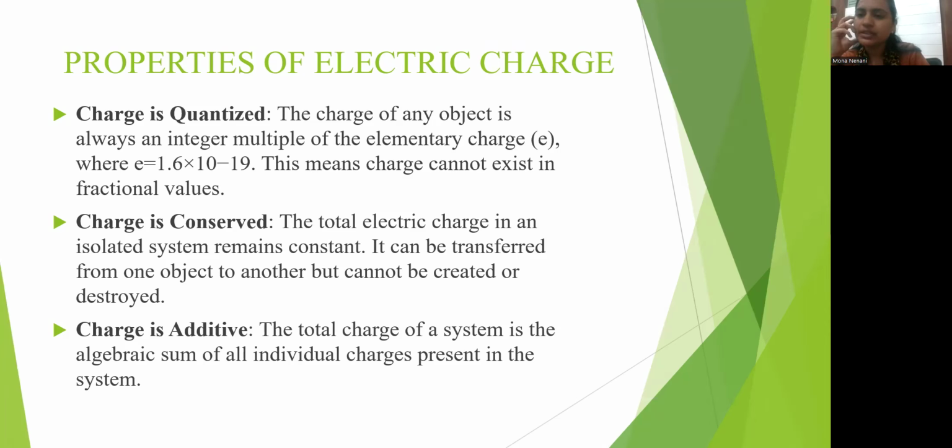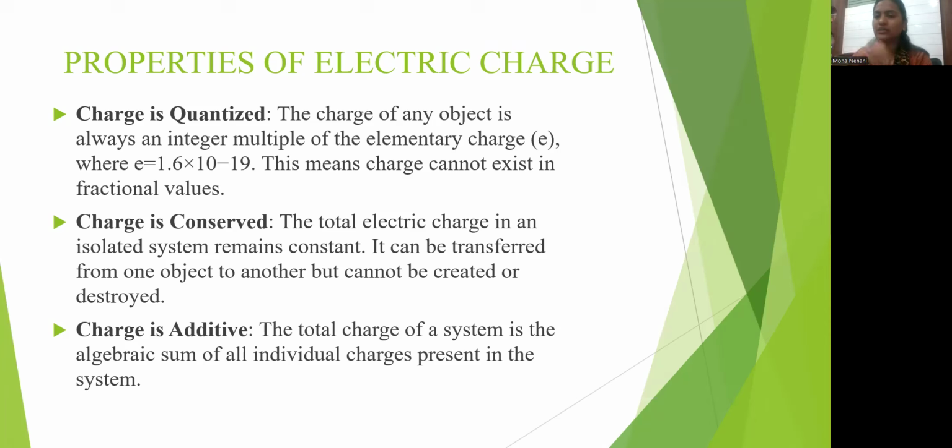What is an isolated system? A system through which there is no exchange of energy. It can be heat energy, it can be electrical energy, it can be thermodynamic energy. So when there is no exchange of heat in that system, this system is called an isolated system. So for an isolated system, the total electric charge will always be constant. And charges are additive. That is, the total charge of a system is the algebraic sum of all the individual charges present in that system.